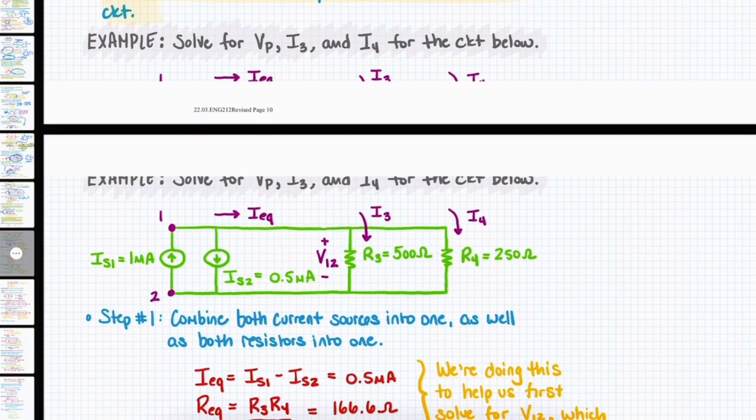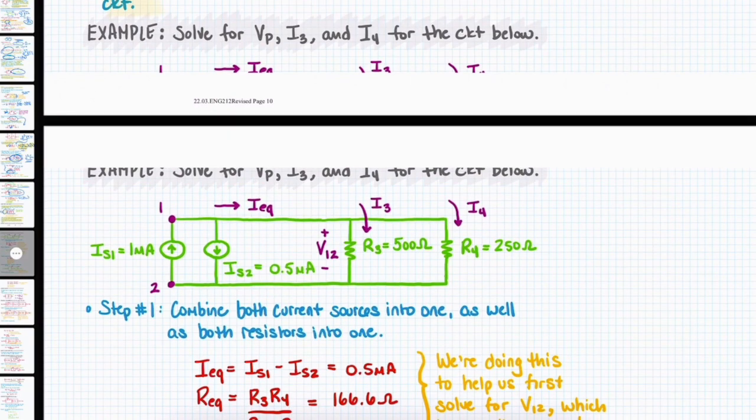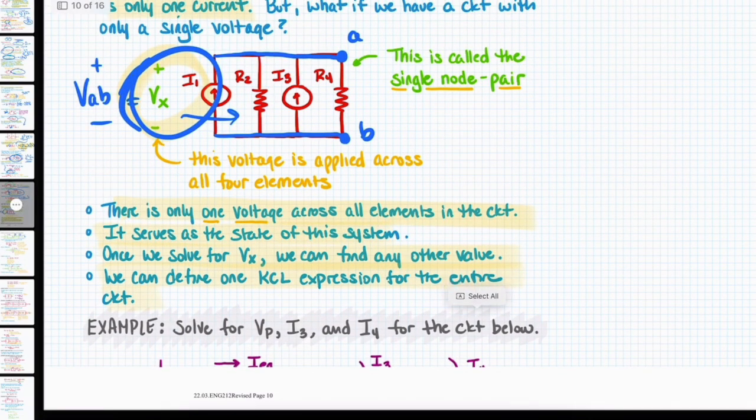VP. Okay, I'm assuming that's labeled later. Solve for I3 as well as I4 in the circuit below. Actually, I know what VP is. VP is the assumed voltage across the entire circuit. So it's what I called Vx up above.